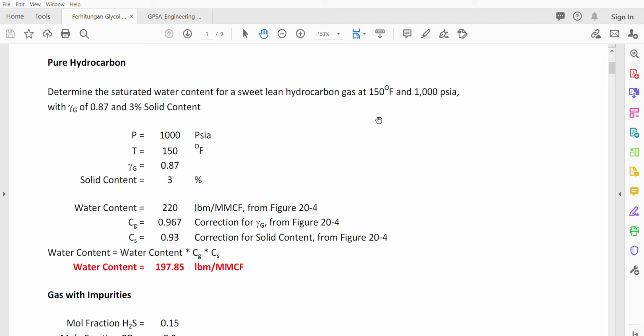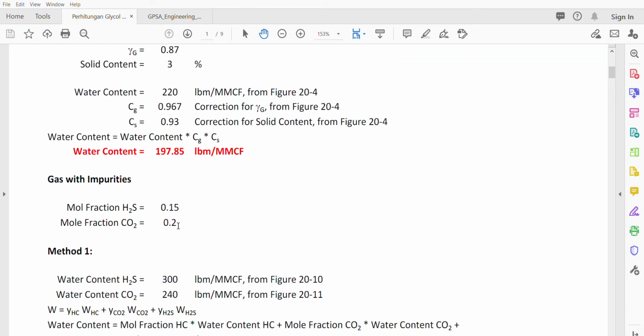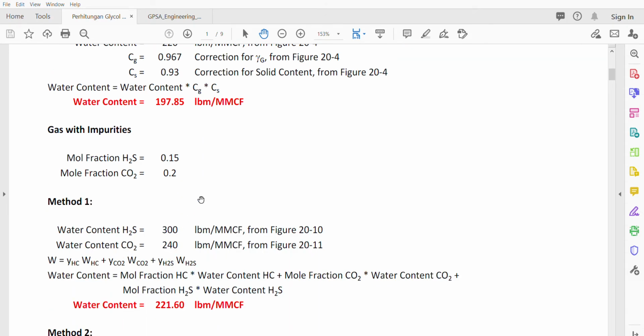Okay, after we finish, let's continue with the second video. After we finish with this water content, after being corrected by the density, specific gravity, and solid content, so we have a water content. If we have impurities, how to do that? So there are three methods.